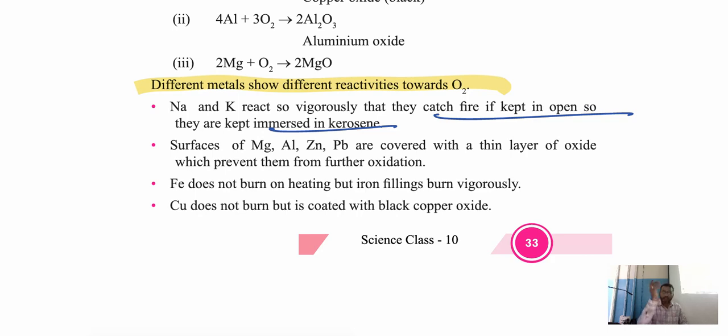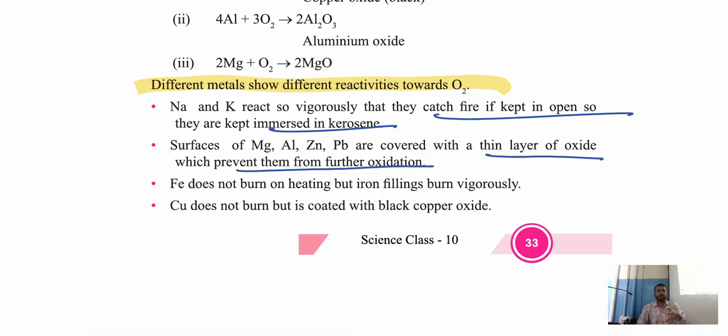Similarly, even here, magnesium, aluminum, zinc, and lead are covered with a thin layer of oxide. Why is this? To prevent them from further oxidation, so they do not become rancid. No further oxidation should take place. That is rancidity.